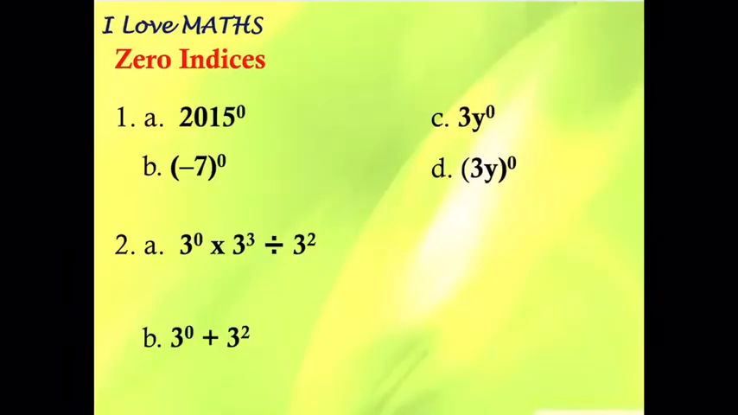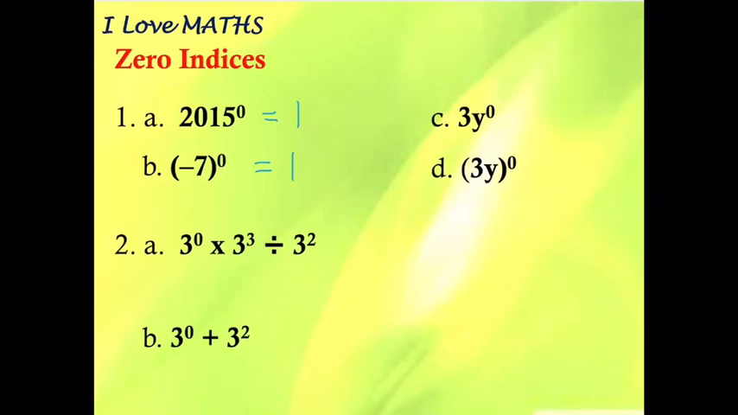Number 1, 2015 raised to 0. Since the base is 2015 and it is raised to 0, therefore the answer is 1. Letter B, negative 7 raised to 0. The base is negative 7 and it is being raised to the index 0. So therefore, the value is 1.